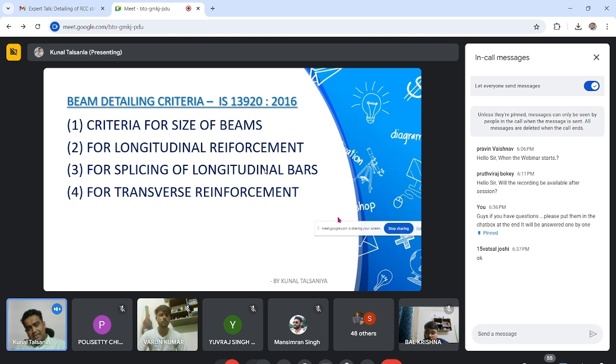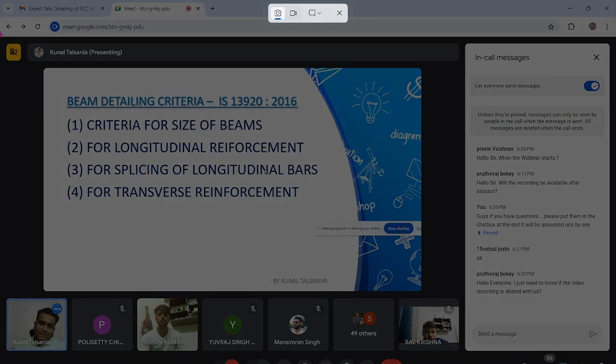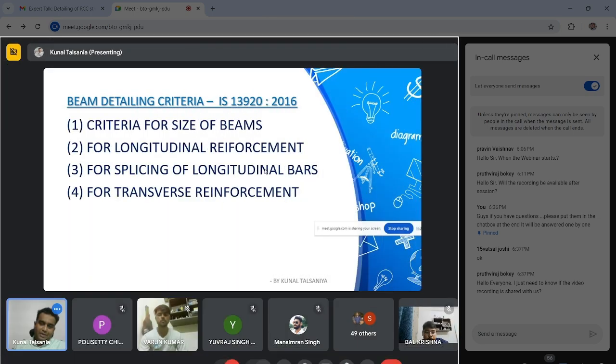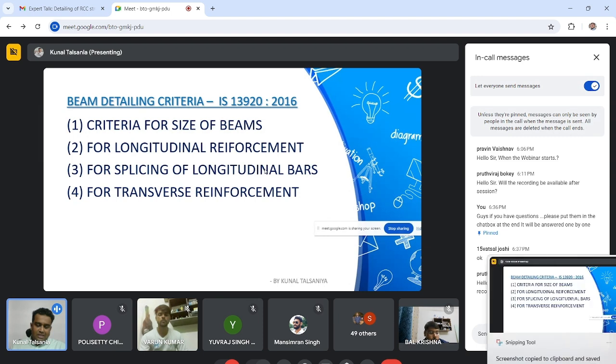The important part is beam detailing criteria as per IS 13920:2016. There are a total of 4 types of criteria. One is for size. Another is for longitudinal reinforcement, which means main reinforcement. Third is for splicing of longitudinal bars. Splicing is very important. When you have to connect bars, because the maximum length of bar available is 11 or 12 meters, after that you have to splice one bar with another. The fourth is the transverse reinforcement, which means the stirrups.